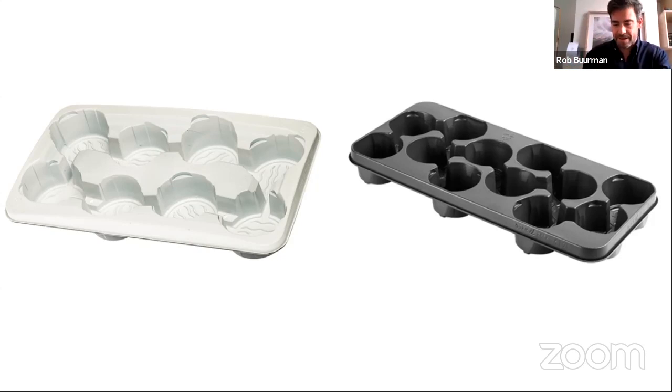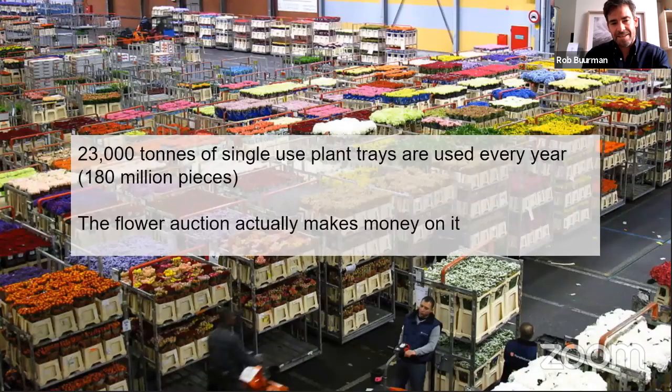A Dutch journalistic medium has done some research on this, and they also found out that the flower auction actually makes money out of this because they sell licenses to plastic producers to be able to deliver those single-use plastic plant trays to the auctions. But it's very clear from this example that even in a big international market, for example the flowers, it's actually possible to have a reuse system, and that reuse system is enabled by a deposit. The deposit enables the container to go around.